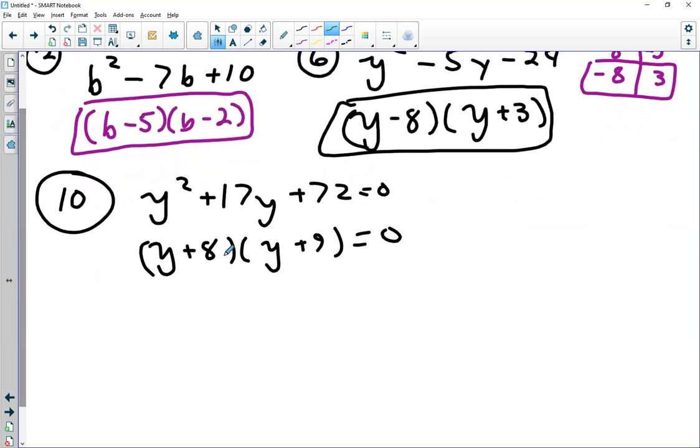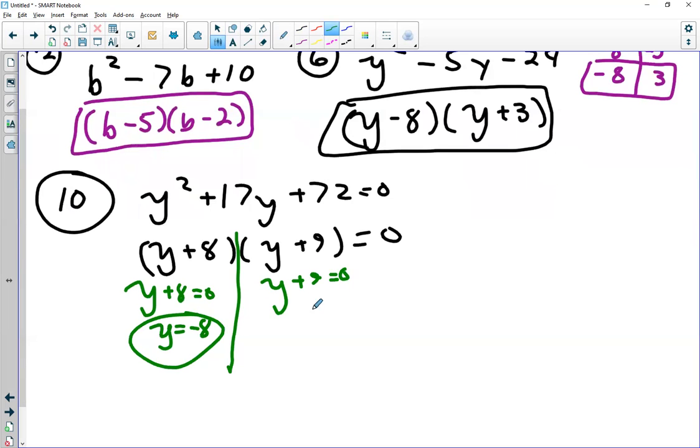Now, because it equals 0, you split and solve. y plus 8 equals 0, y plus 9 equals 0. So you're gonna get y equals negative 8, y equals negative 9. So negative 8, negative 9. Anything that equals 0, you have to explain like that.